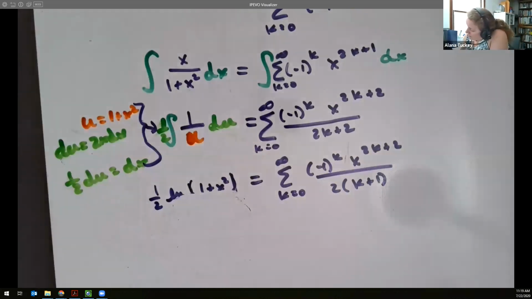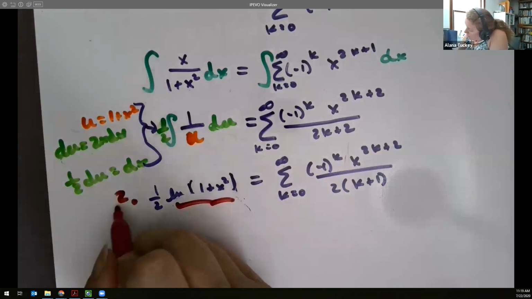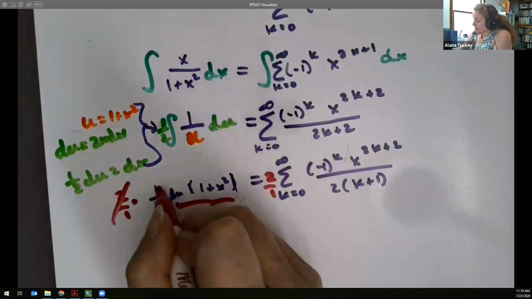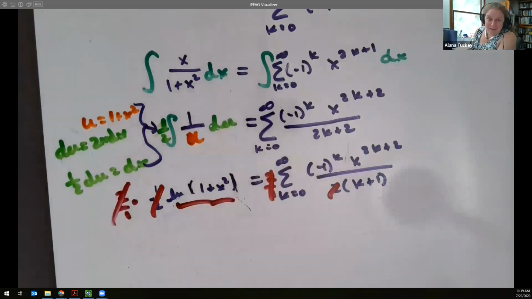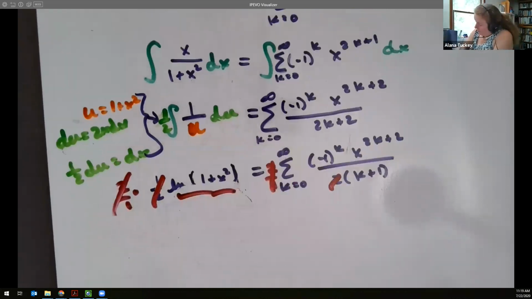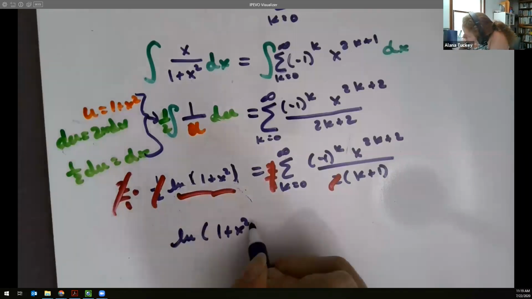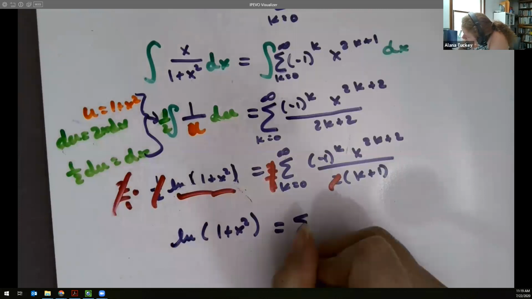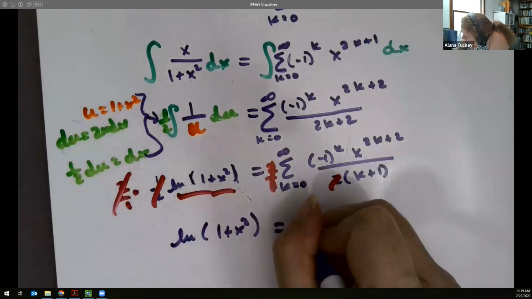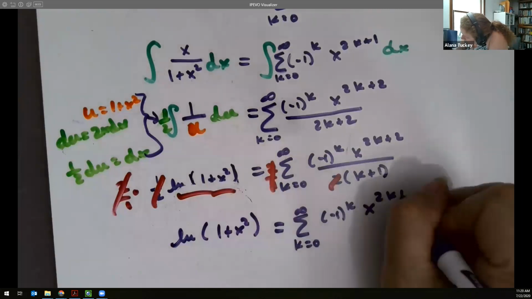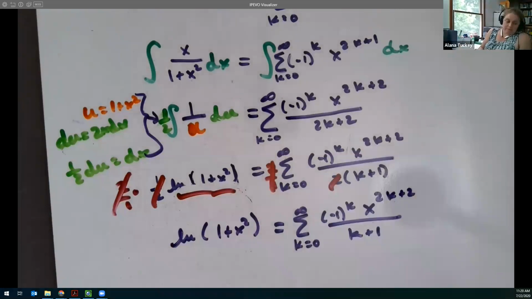So I want to get this part by itself, so I'm going to multiply by 2 over 1 to both sides. So they cancel here, but it also cancels here. That's why I factored out the 2. And so therefore, the natural log of 1 plus x squared is equal to this series from k equals 0 to infinity, -1 to the k, x to the 2k plus 2 over k plus 1. And you're good. That's it. It's still for absolute value of x less than 1.